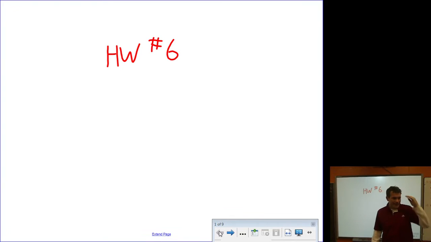Guys, here are the answers to homework number 6. Pay close attention on the graphs to do you have the lines graphed in the correct spots? Are they correctly solid or dashed? And did you shade the correct side? Here's the answers.